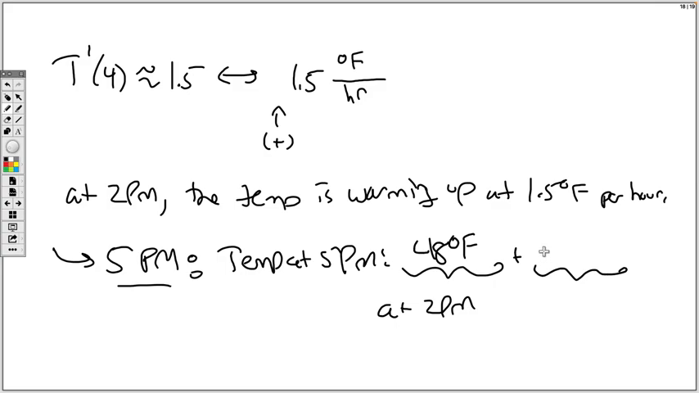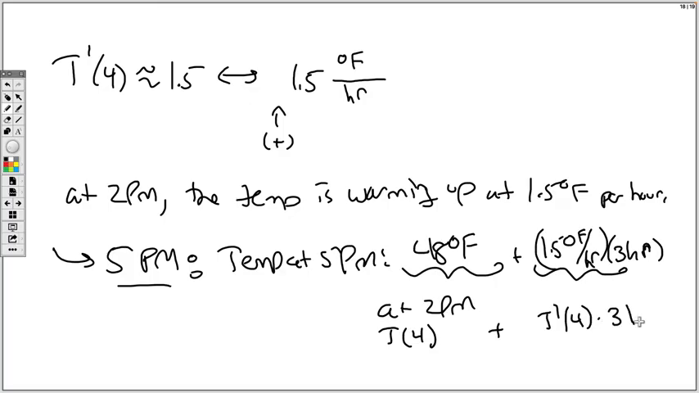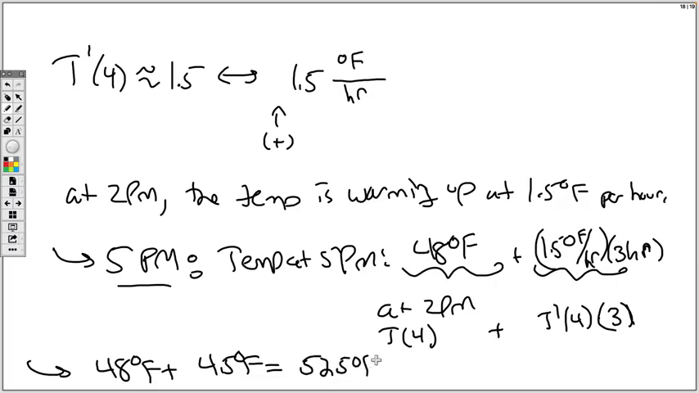I'm looking at how many hours later? So then I would have the 1.5 degrees Fahrenheit per hour times 3 hours. All right, so this would be T at 4 plus T prime at 4 times 3. That would be 48 degrees Fahrenheit plus 4.5 degrees Fahrenheit. Gives me a grand total of what? 52.5. Make sense or not, folks?